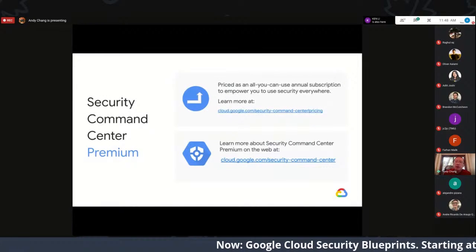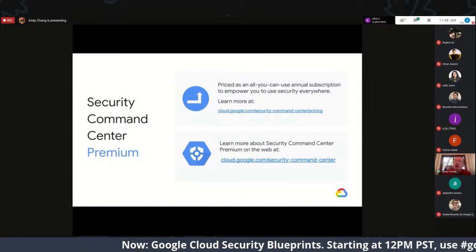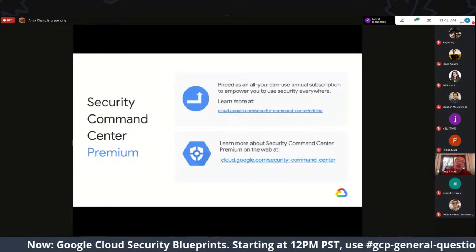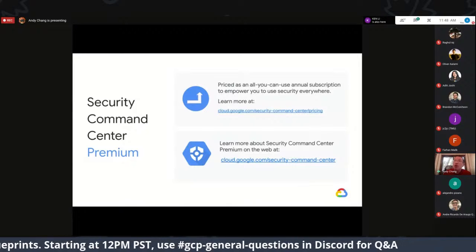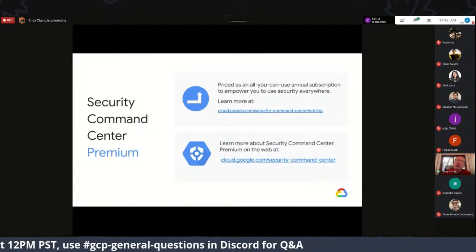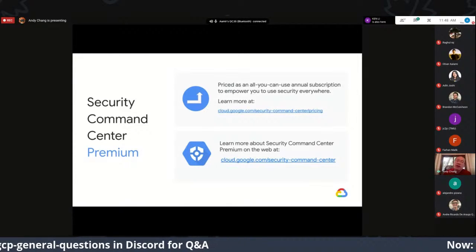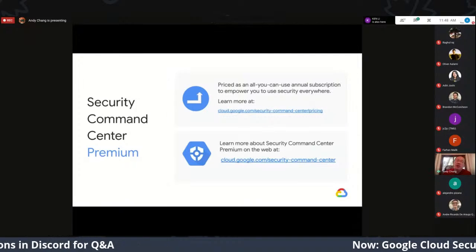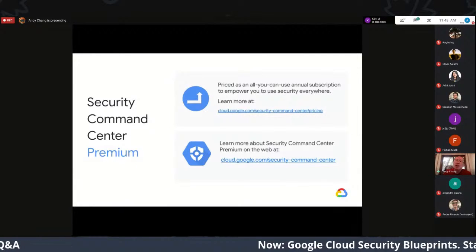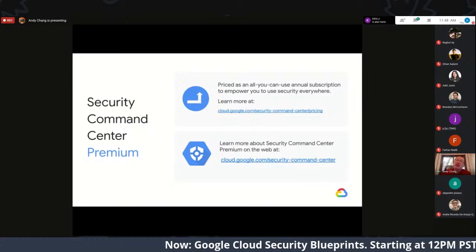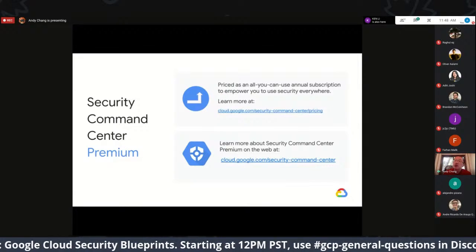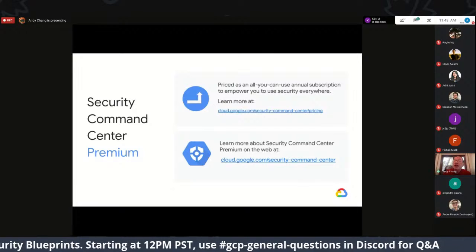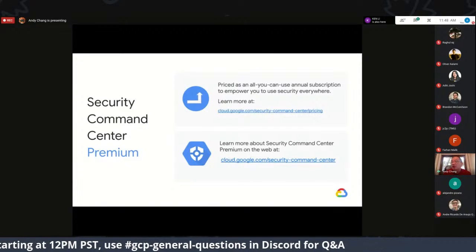So Command Center Premium is a paid product, which we provide as an all-you-can-eat annual subscription. So as you talk to your organization and think about security for your production workloads, one thing that we did when we devised the product is want to make sure that you didn't sacrifice scale and cost for the security that you have, meaning that we want you to grow as big as you can without having to incrementally pay more for security.